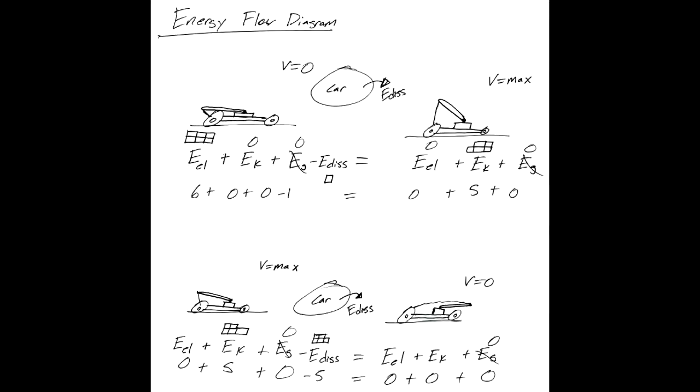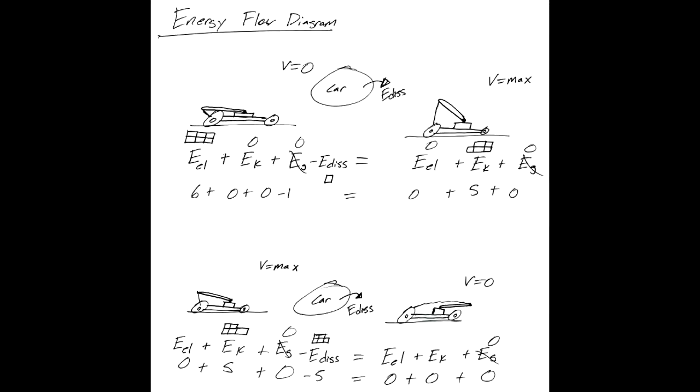For the energy flow diagram, the car begins at rest with its velocity equal to 0, and all of its energy is in the E elastic with 6 blocks, and it has 0 for E kinetic because it's not moving, and none for E gravitational either because it's not going up or down. You can take away 1 for E dissipated because the car loses energy because of friction.